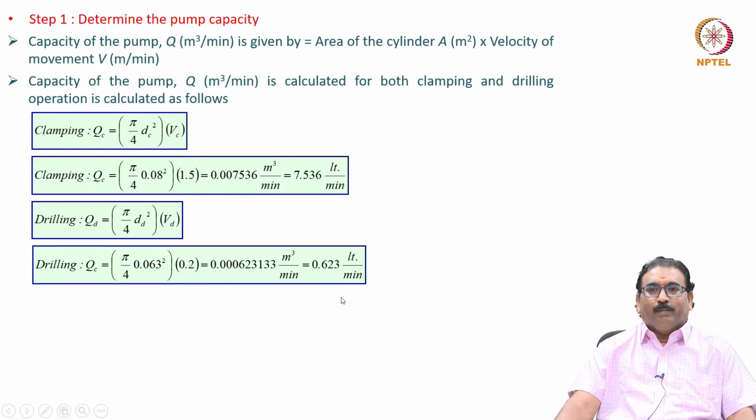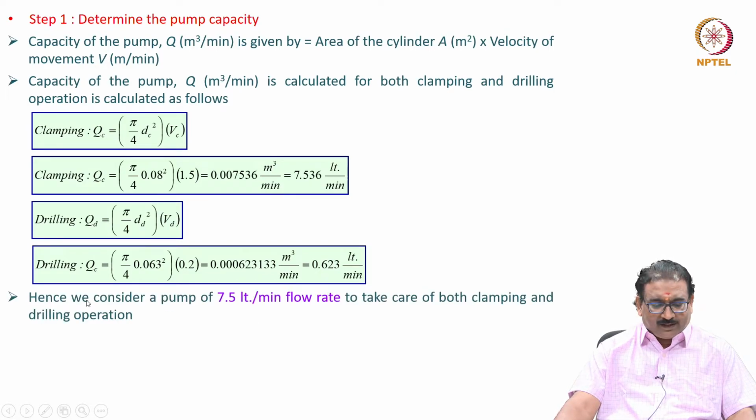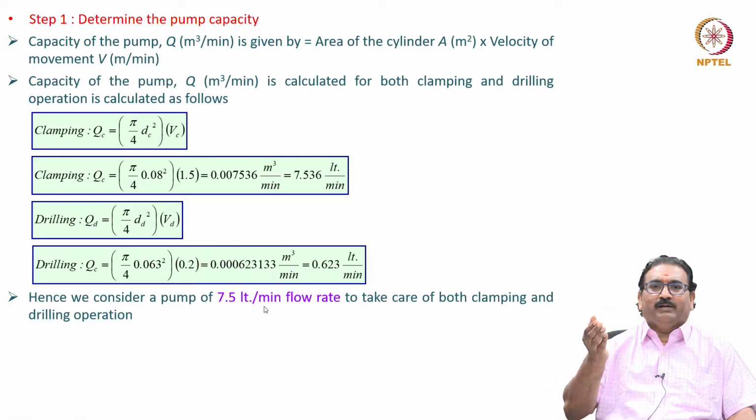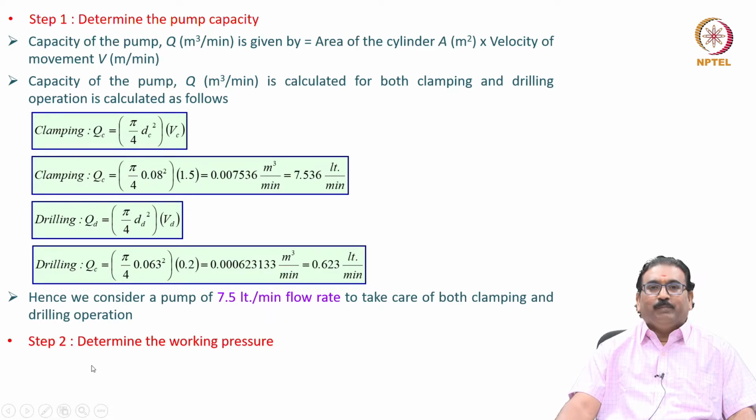Then how to select the pump capacity? The bigger one, correct? Hence, we consider a pump of 7.5 liters per minute flow rate to take care of both clamping as well as drilling operation. If 7.5 liters per minute pumps are not available, immediately we will select the next one, 8 liters per minute, allowed it is. Step 2, determine the working pressure.